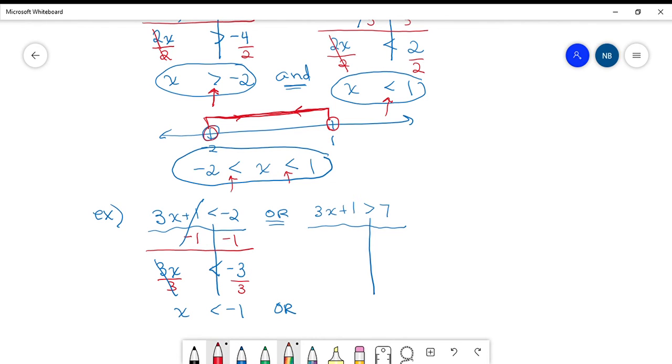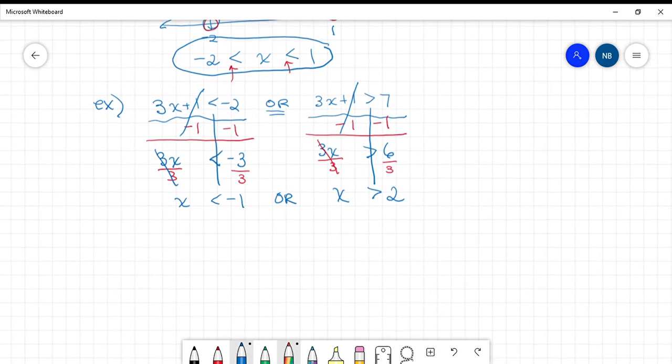Or, I solve the other one the same way. I'm subtracting 1 from both sides. That leaves 3x by itself is greater than 6. Then I divide both sides by 3. Because 3 divided by 3 is 1, and I get x is greater than 6 divided by 3, which is 2. So either x is less than negative 1 or x is greater than 2.